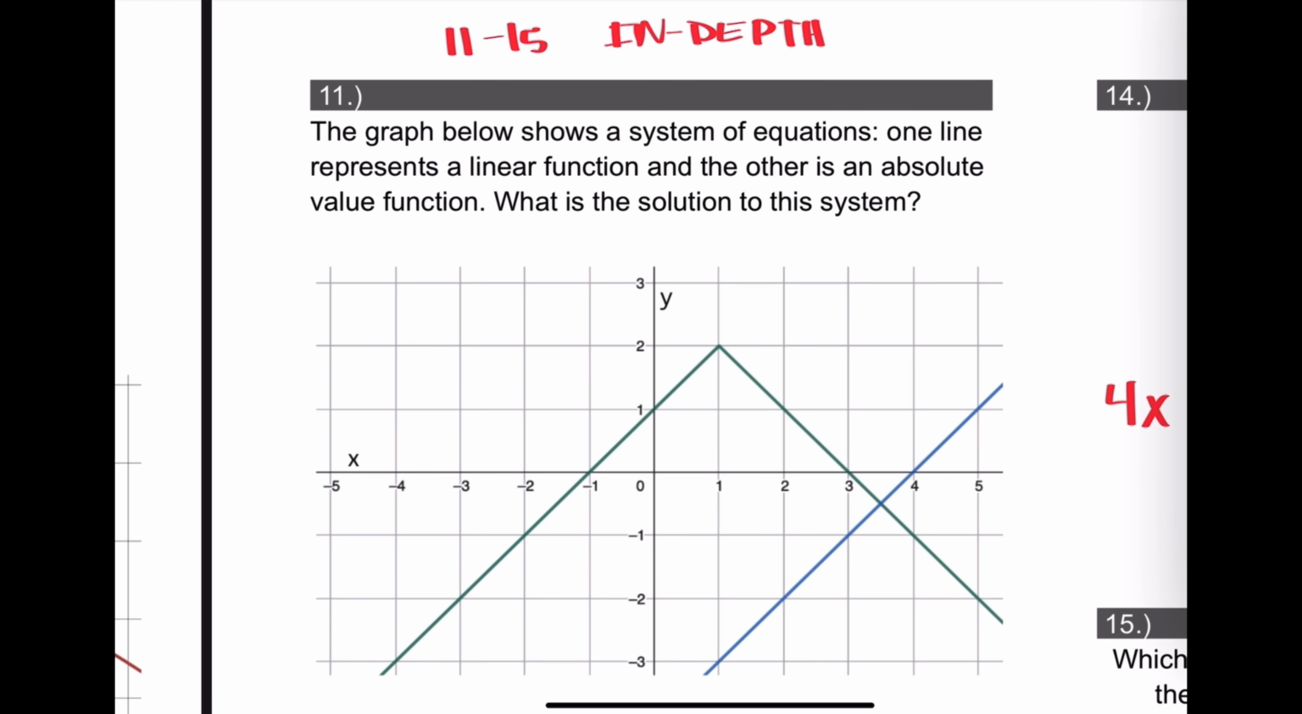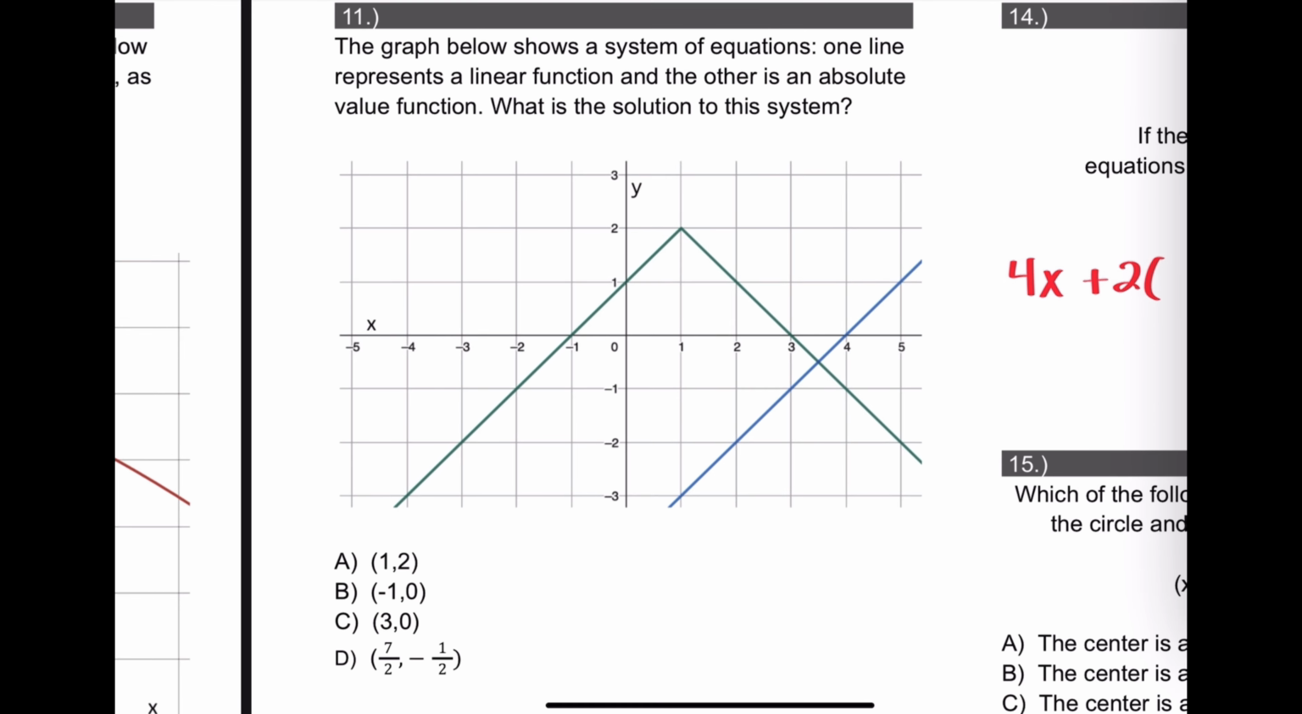Moving on to 11 through 15 in depth. Number 11 says the graph below shows a system of equations. One line represents a linear function and the other is an absolute value function. What is the solution to this system? The linear function there is the blue line, it's straight. The absolute value function would change direction, so that is the green line.